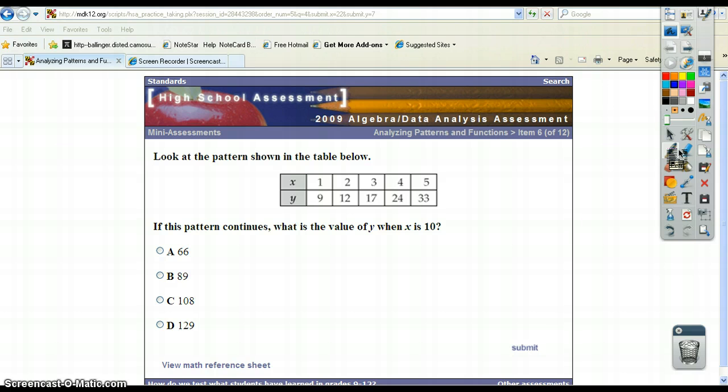Look at the pattern below. The pattern continues. What's the value of y when x is 10? Another one of those. You got to be very careful of what you're looking at here. It's asking when x is 10. So figure out what the pattern is.